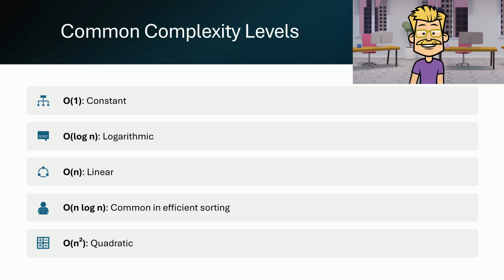Let's talk about the most common complexities you'll encounter. O(1) means constant time, very fast. Examples include accessing an array element by index. O(log n) means logarithmic time, extremely efficient for large data sets. Binary search is a classic example. O(n) means linear time. The work grows proportionally with input size.